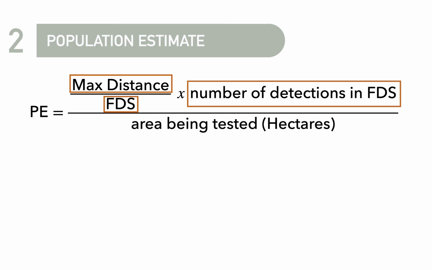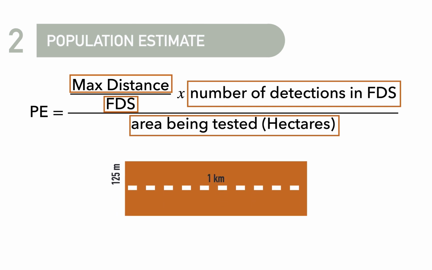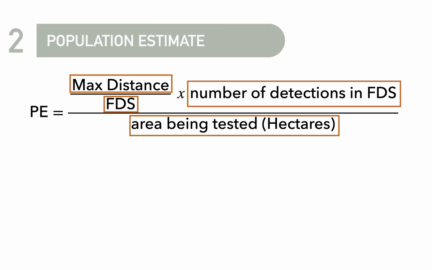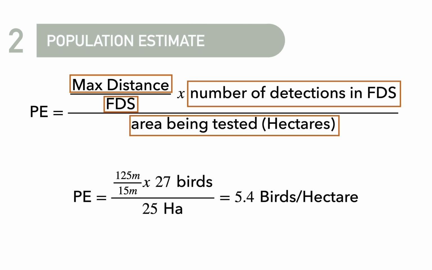To determine, we need to look back at our study area. We are walking a transect and looking for birds 125 meters from each side. This results in a total width of 250 meters. The length of the transect will change depending on your location, but for this example, we will use exactly 1 kilometer. Therefore, the area of the study site is 250,000 meters squared, or 25 hectares. Now we just need to plug in the values. Therefore, we calculate that the population estimate is 5 birds per hectare.